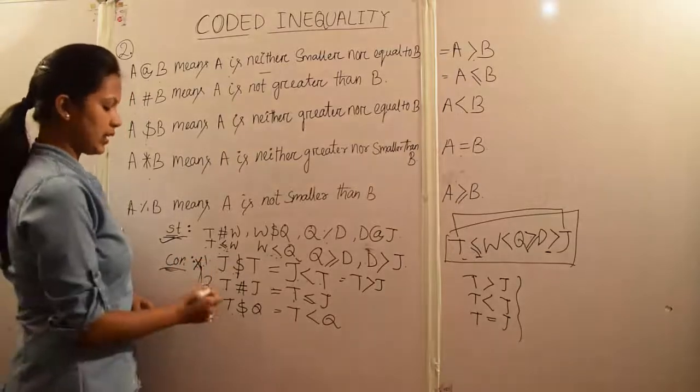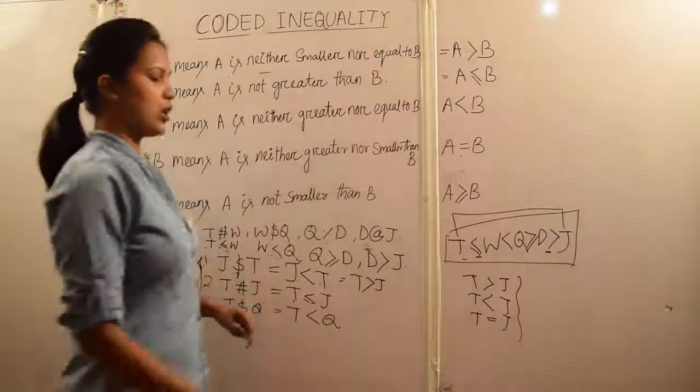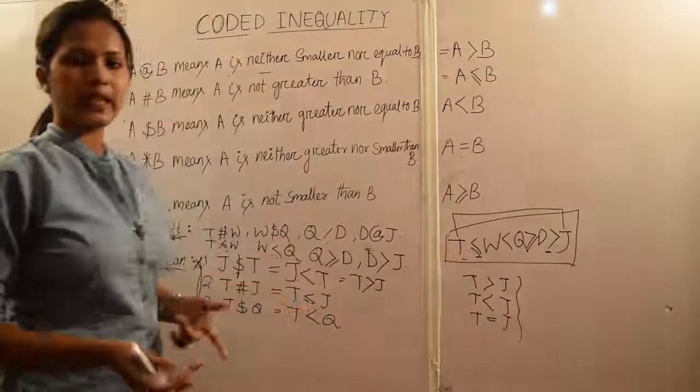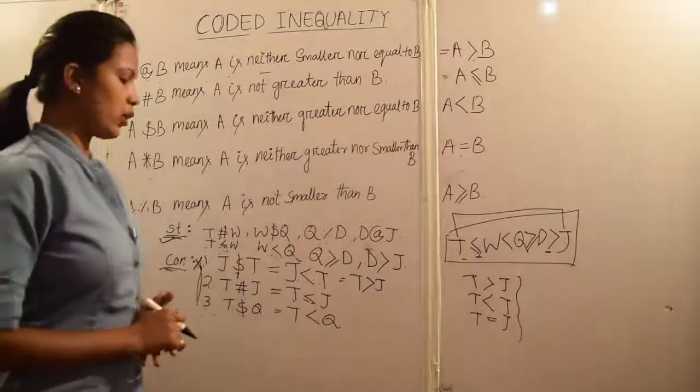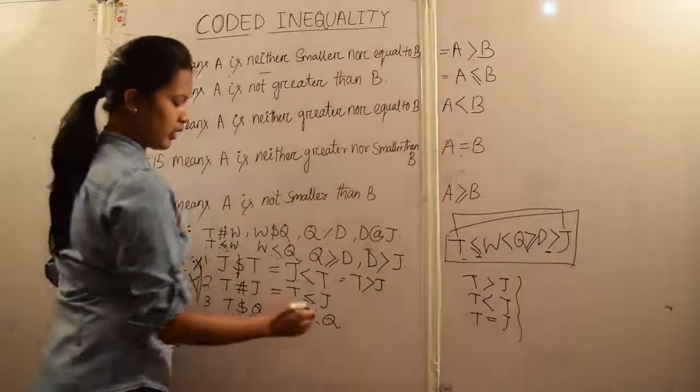Then comes the second conclusion, that is T less than or equal to J. So here also T less than or equal to J, but T greater than J is not given, so the second conclusion is also proved to be wrong.